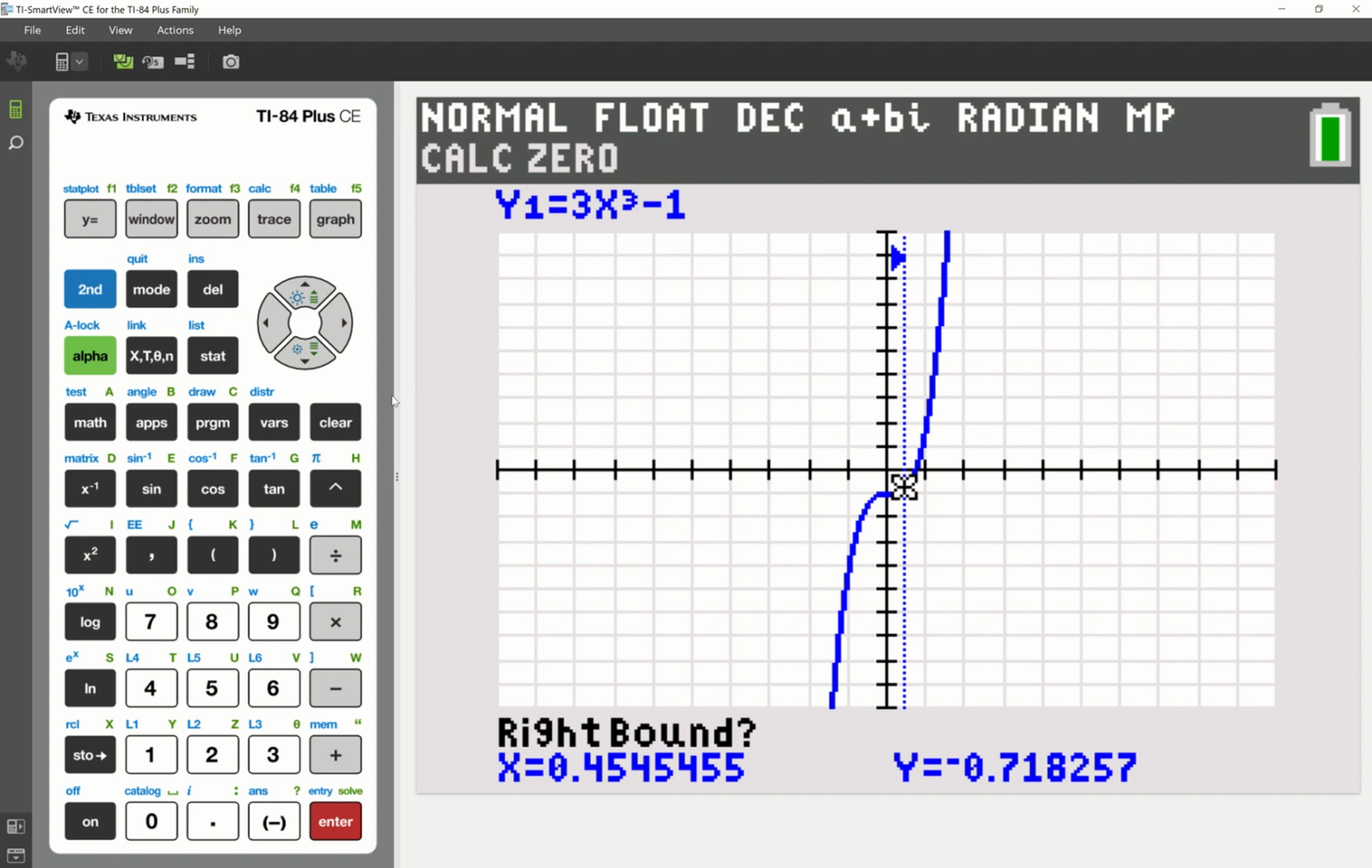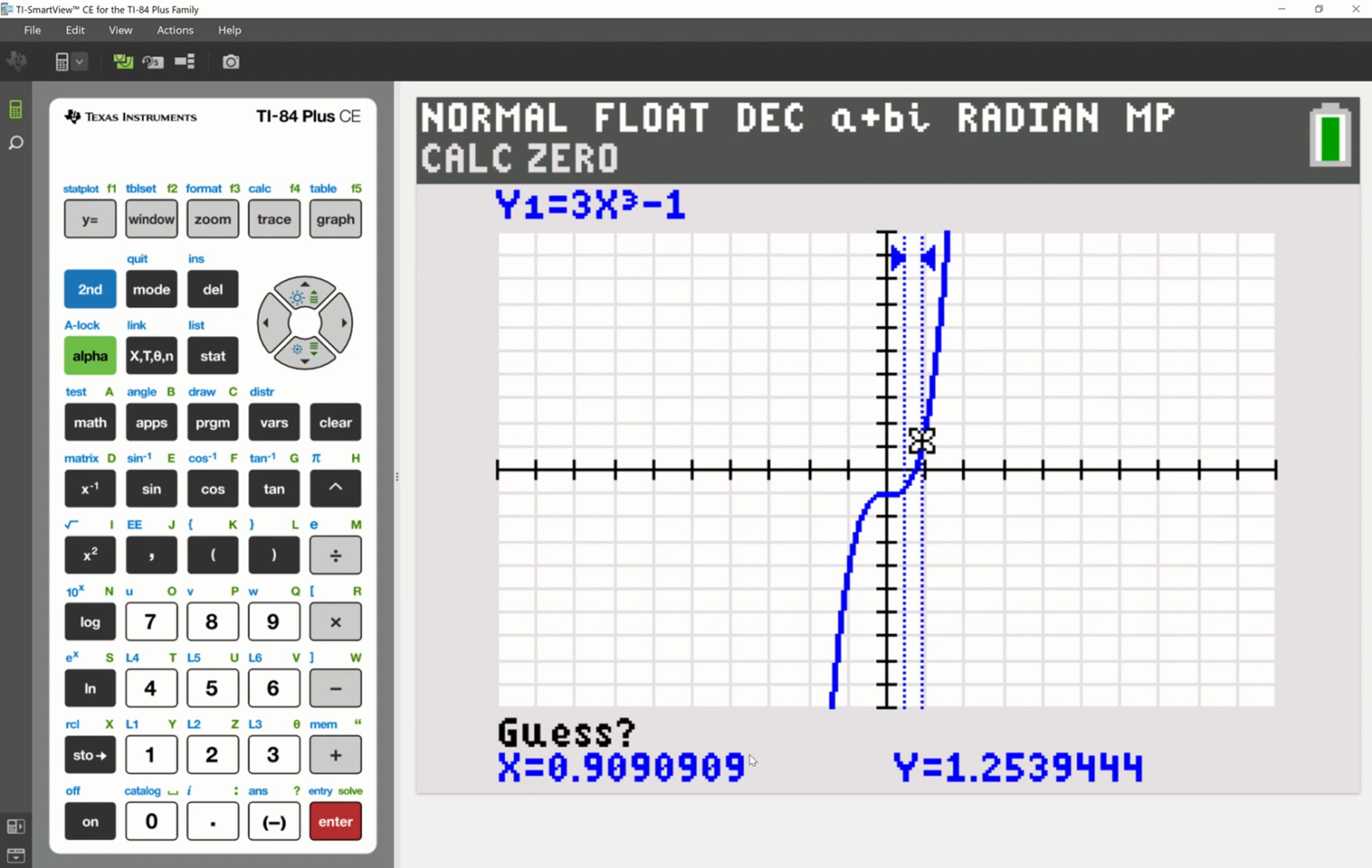Now it's going to ask me for a right bound, and I'm just going to use my right arrow buttons to arrow somewhere to the right of where we cross the x-axis, or in other words, somewhere above the x-axis, and then I'm going to press enter again, and it's going to put a marker there. And so what I'm basically doing is creating this little strip right here that's going to contain the region where I cross the x-axis.